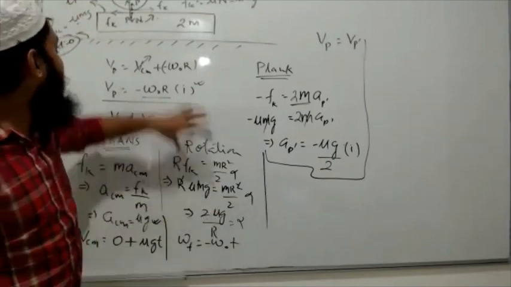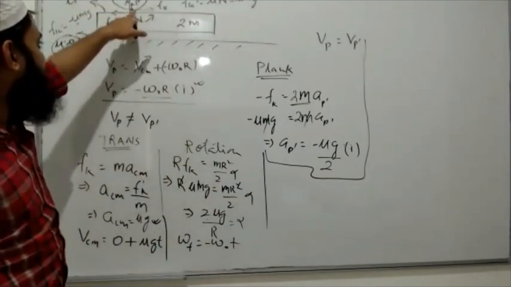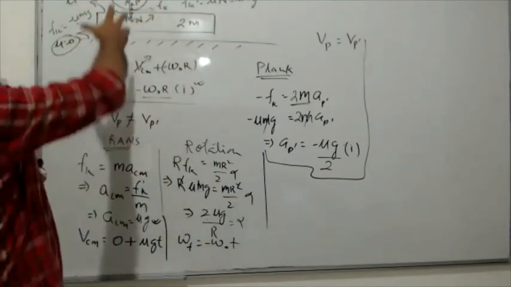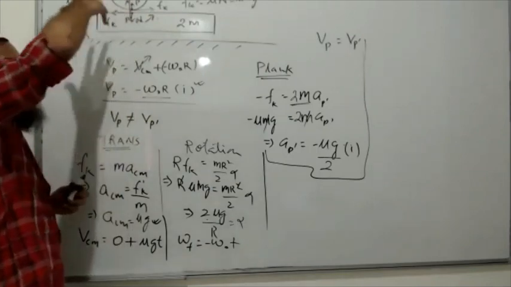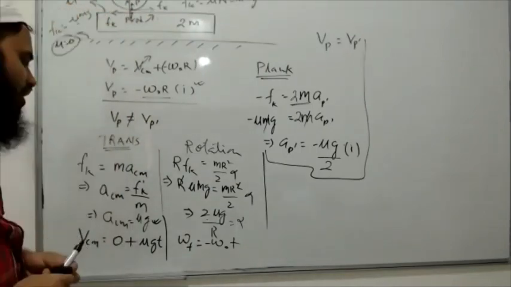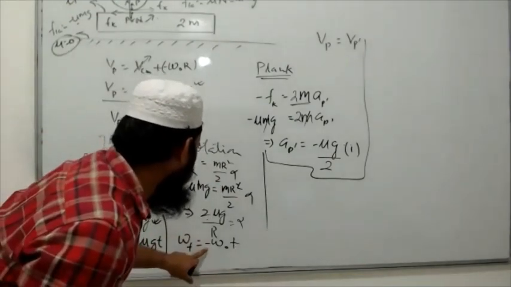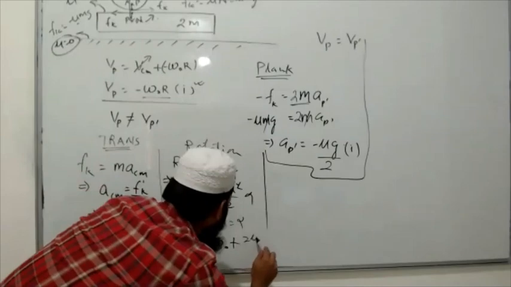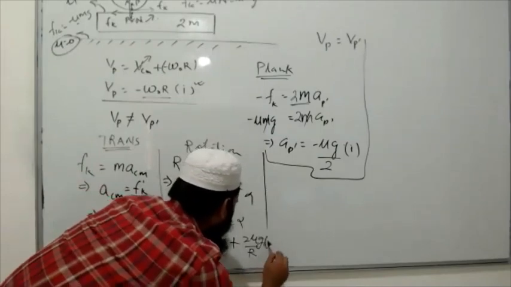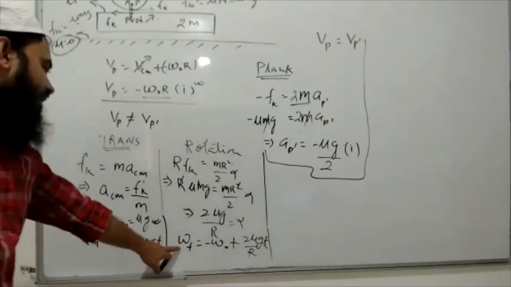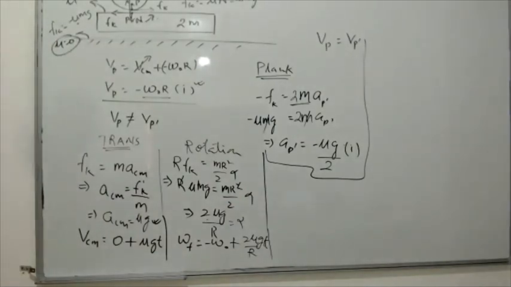It is very much clear. It will become positive, because this force is coming. So the sense of rotation due to alpha will be the anti-clockwise direction. So this will be initial omega plus alpha, that is 2 mu g divided by r into t. This is the omega final. Is it clear?